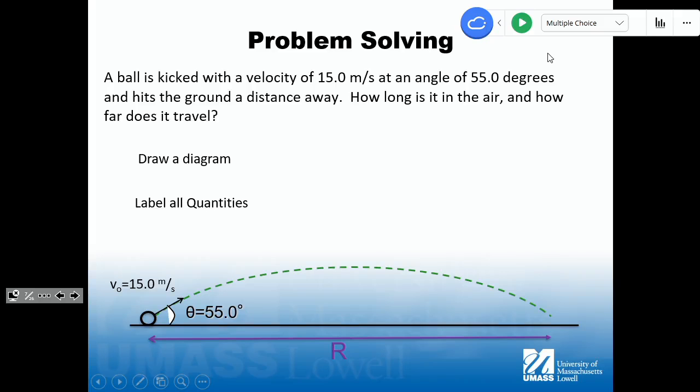Right. So again, the process is fairly straightforward. After you read the question a couple of times, draw a diagram, label all quantities. So in this case, we know that the initial velocity is 15 meters per second, and the angle it's launched at is 55 degrees with respect to the positive x-axis. I've called r the horizontal distance traveled. That's typically called the range of the projectile. That's what the r stands for. It's how far along the x-axis it moves. Okay, we're asked two questions. How long is it in the air, and how far does it travel?